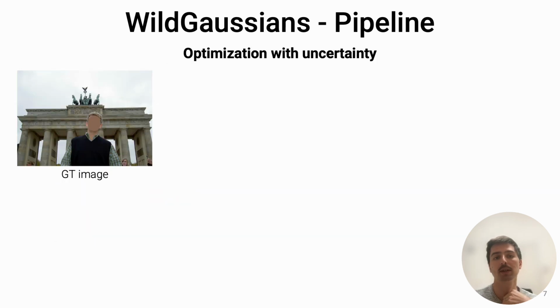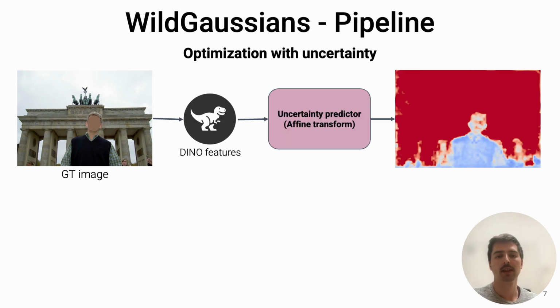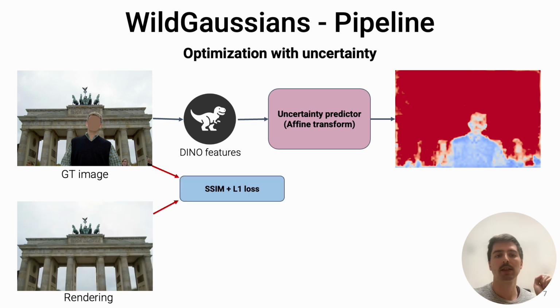Now let's talk about the uncertainty. In order to learn with uncertainty, we take the ground truth image during training, and we take the DINO features, and we apply an uncertainty predictor on top of the DINO features, and this gives us an uncertainty map. And then we compute a normal loss function between the render output and the ground truth image, and we weight the loss function by the predicted uncertainty map.